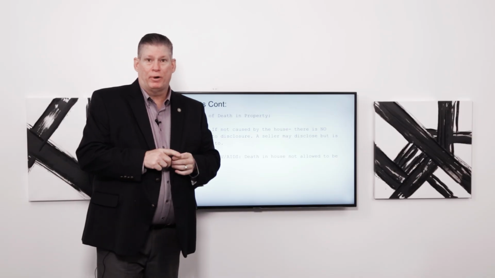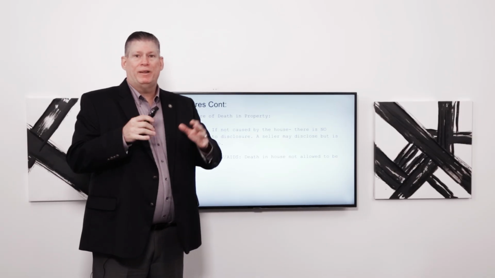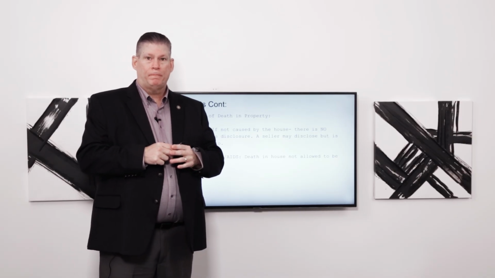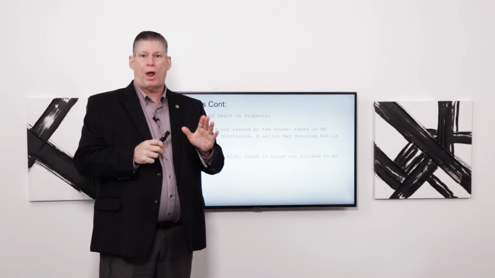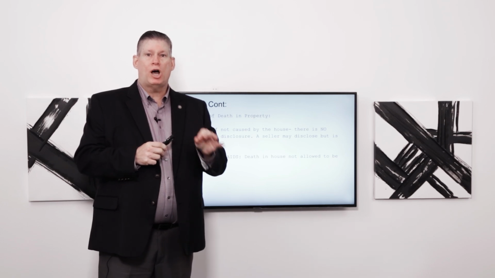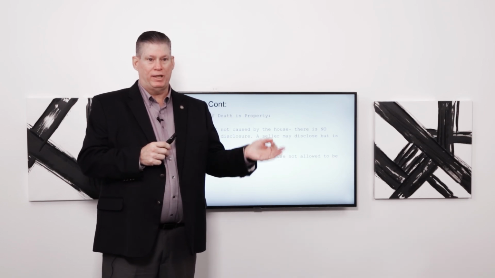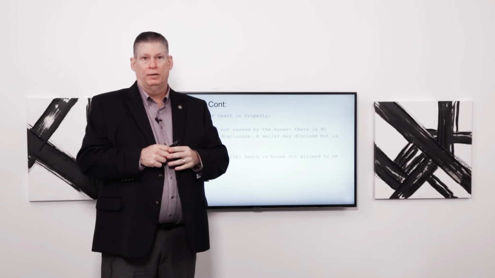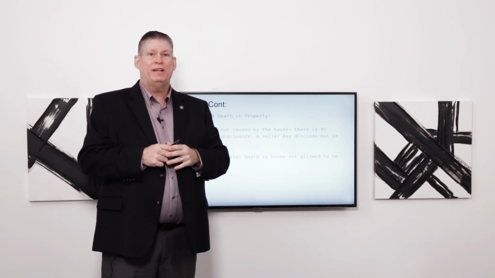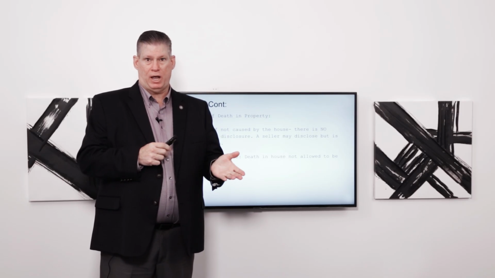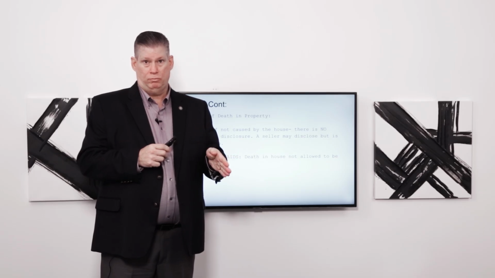Disclosure of death in a property. We get this question a lot. If somebody dies in a property, you have to disclose that? The answer is no, probably. If it's caused by the house, then that would be a yes. If the roof falls in, then that would be a yes. But if somebody dies of an illness in the house, the answer is no.